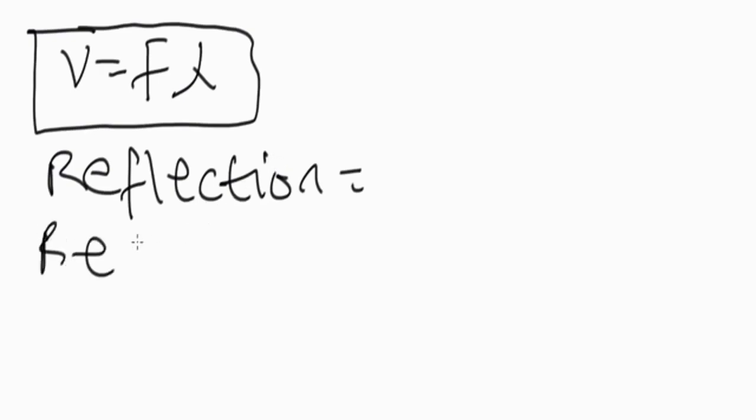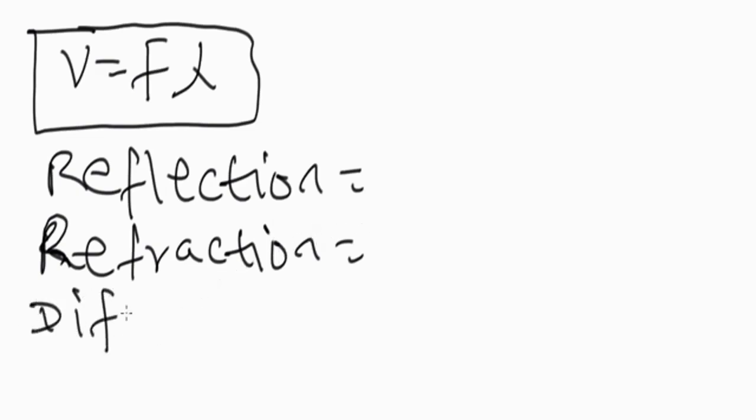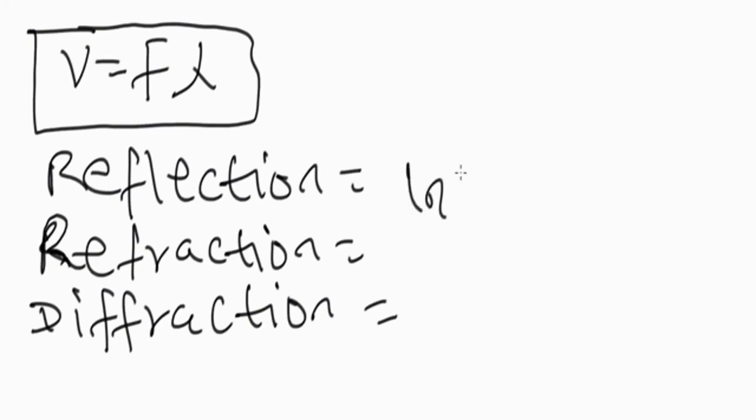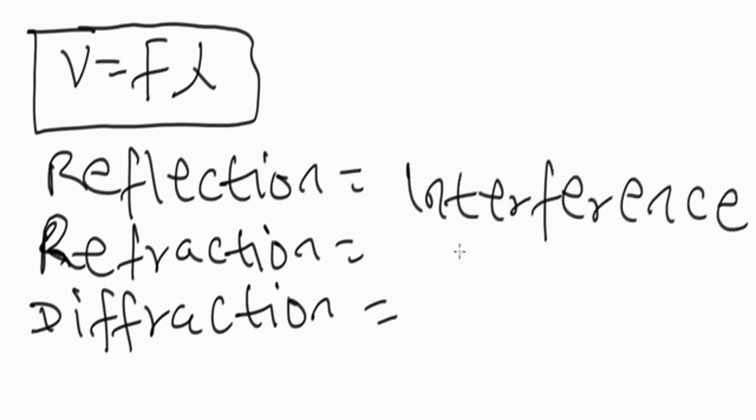We have the refraction, which is the ability of a wave to bend when it hits a barrier. We also have the diffraction, which is the ability of a wave to spread out when it hits a barrier. We have the interference, which is the ability of a wave to superimpose.